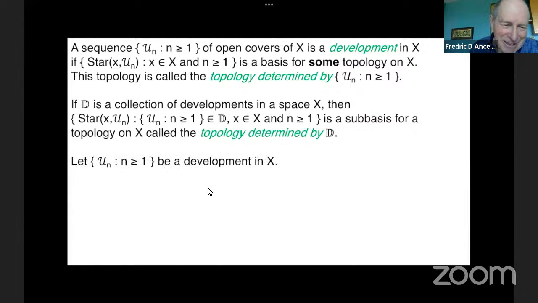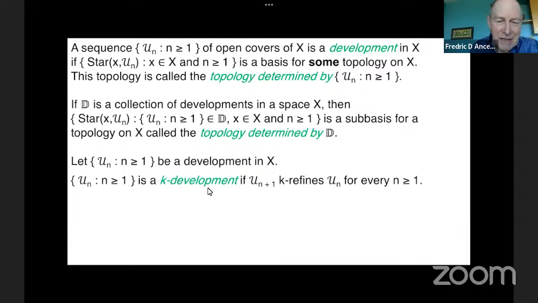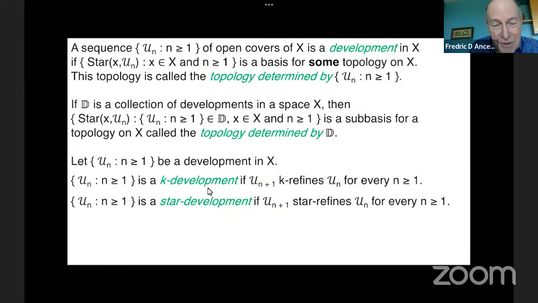Sorry, this is getting technical, but if I have a development, I will call it a K development if successive covers K-refine their predecessors. In other words, chains of length K from the (n+1)th element are subsets of elements of the sets in the nth element. It's too many words for me to say. There's also the notion of a star development, where U_{n+1} star-refines U_n.